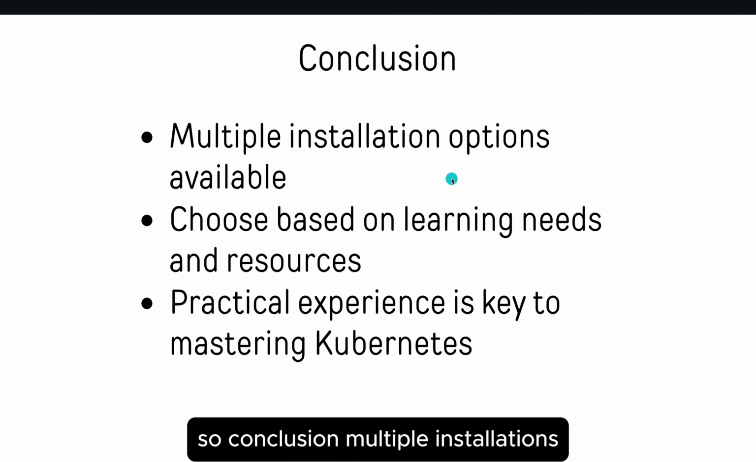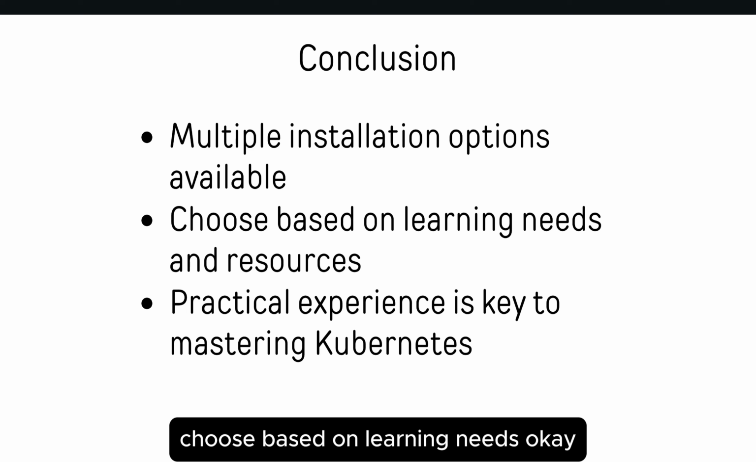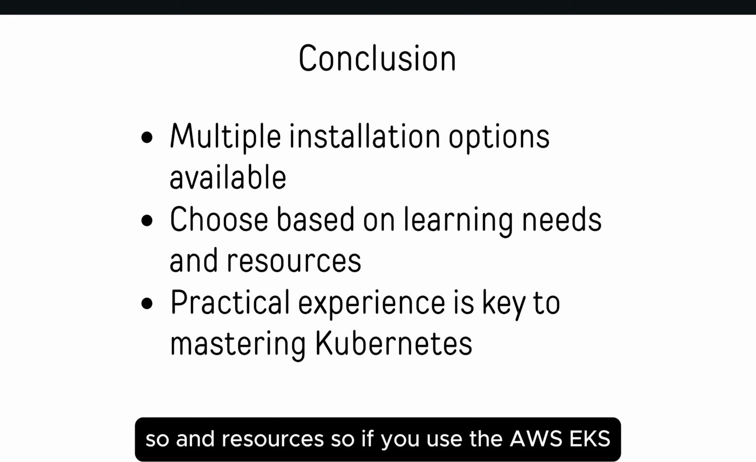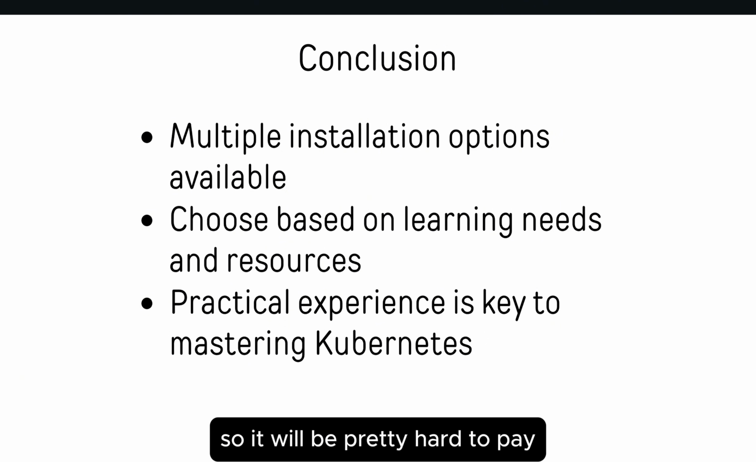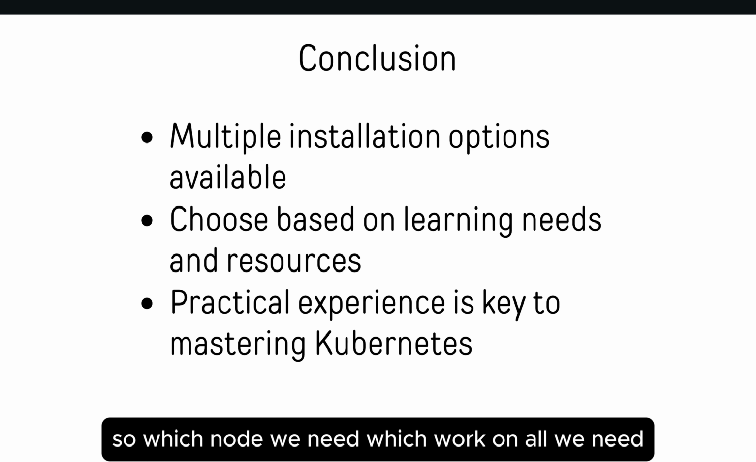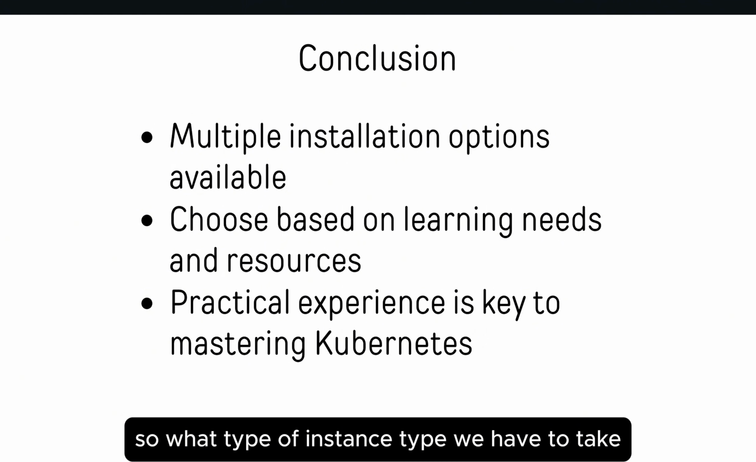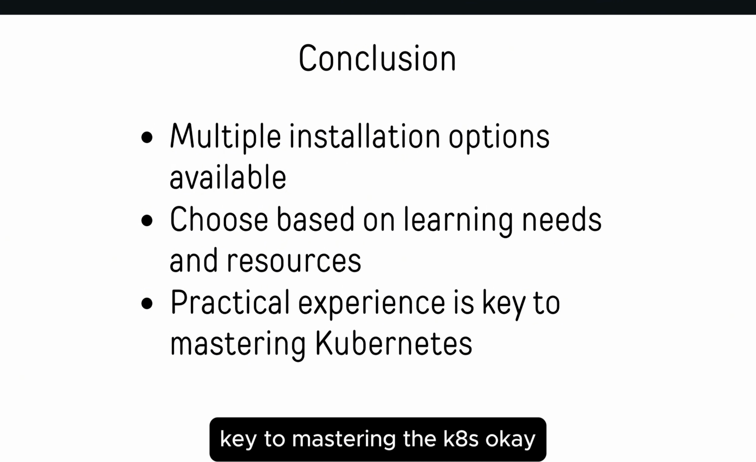So, conclusion: multiple installation options are available for learning Kubernetes. Choose based on learning needs and resources. If you use AWS EKS, it will give you so much cost at the end of the month, it will be pretty hard to pay. That's why choose based on your learning. Which worker node we need, what type of instance type we have to take, and like that. Okay, so practical experience is key to mastering Kubernetes.